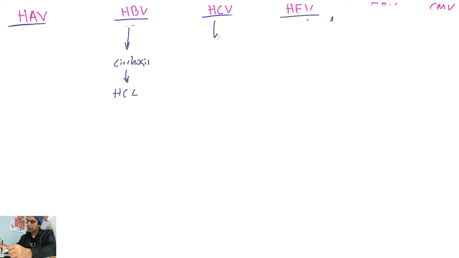Hep C, same thing. It will lead to cirrhosis and then eventually to hepatocellular carcinoma. Now, who's more likely to go through cirrhosis and hepatocellular carcinoma? C. C for cirrhosis, C for cancer. Very good. C for chronic hepatitis. Okay. Treatment. Or how about diagnosis?